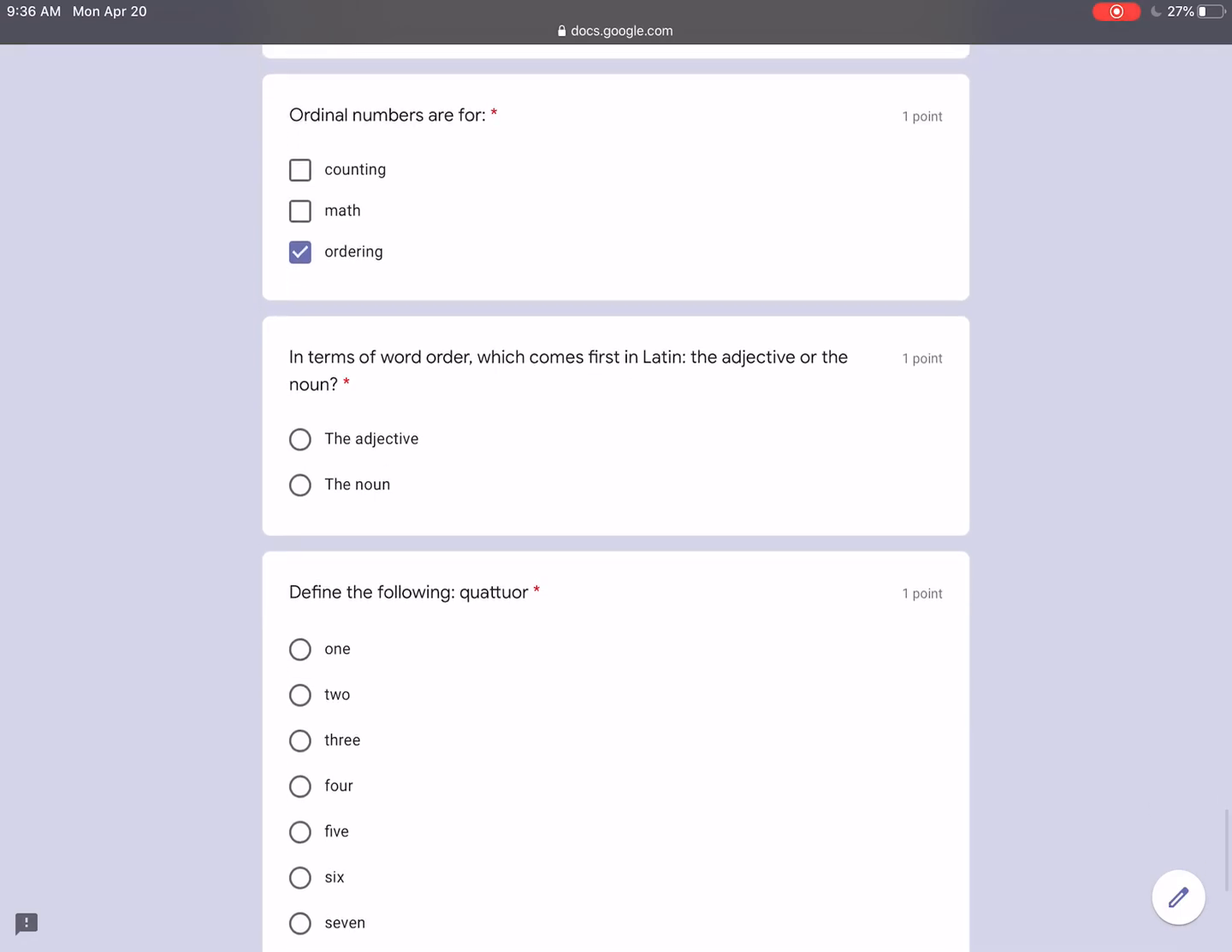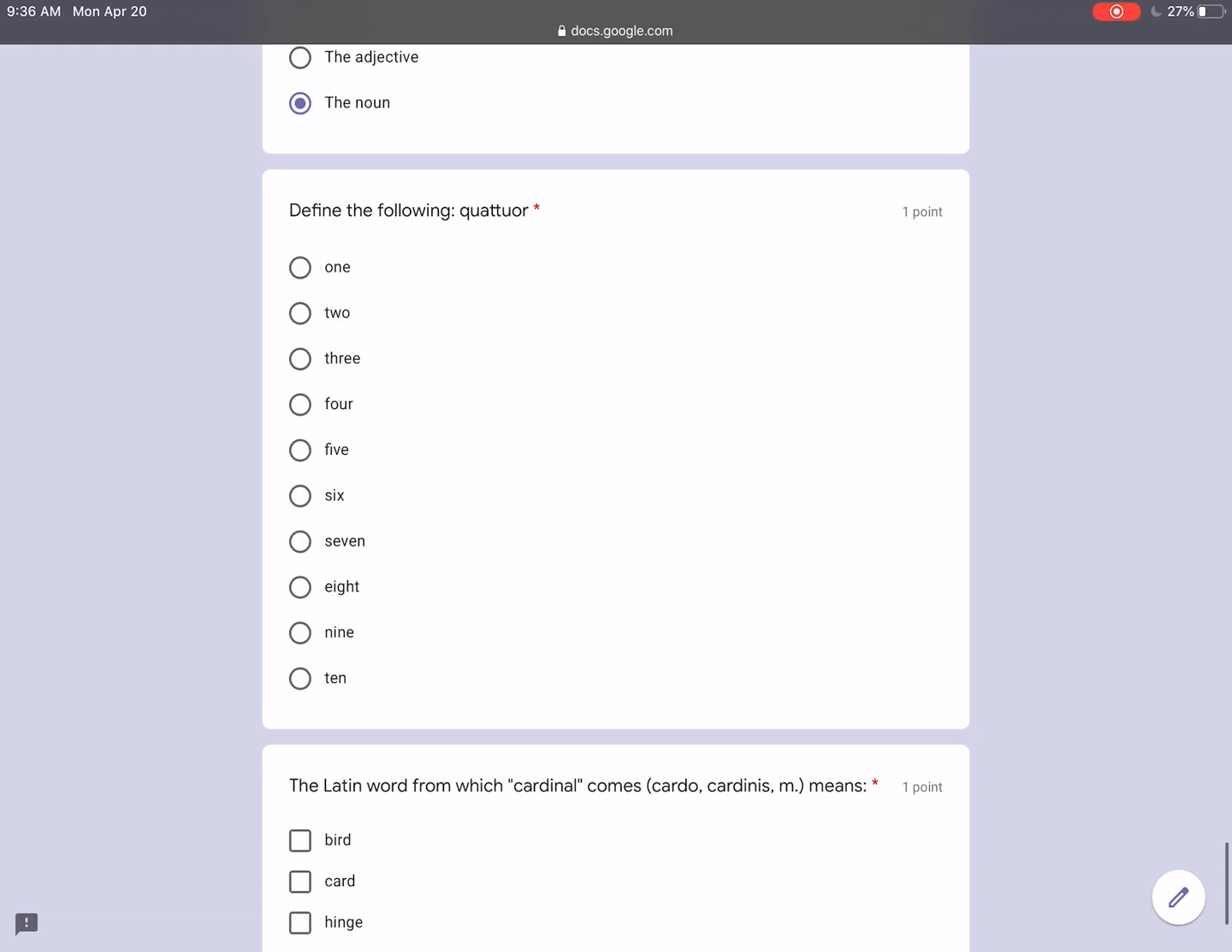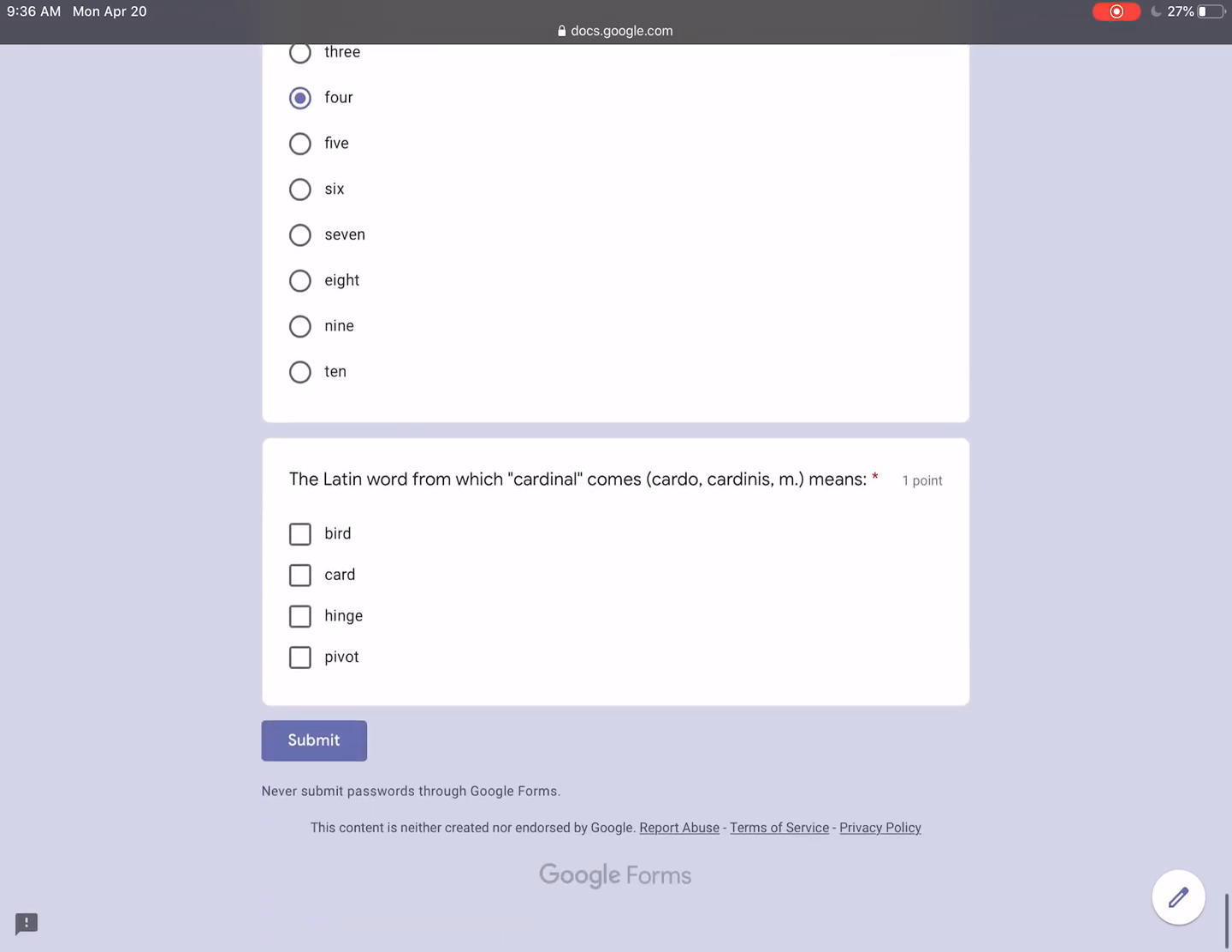In terms of word order, which comes first in Latin, the adjective or the noun? Let's think about this again. In our English example, Magistra goes to the store and she wants the blue dress. But in Latin, remember, it's the opposite. It's dress blue. So what comes first? Dress. Dress is the noun, so the noun comes first. Quattuor is 4.